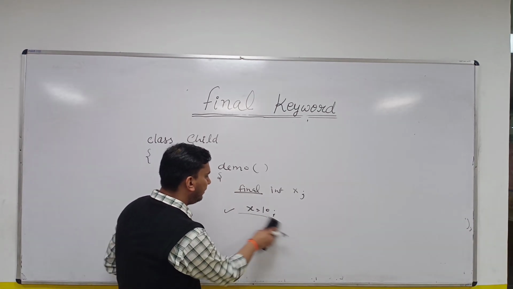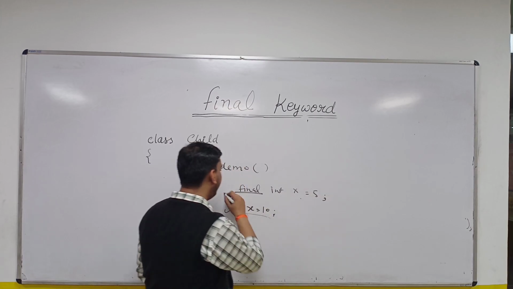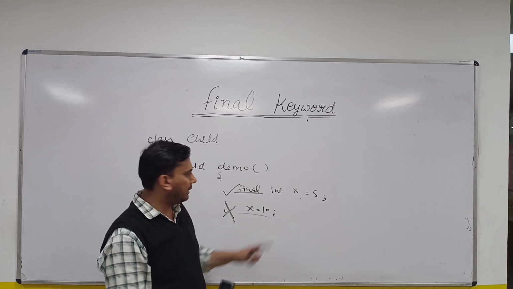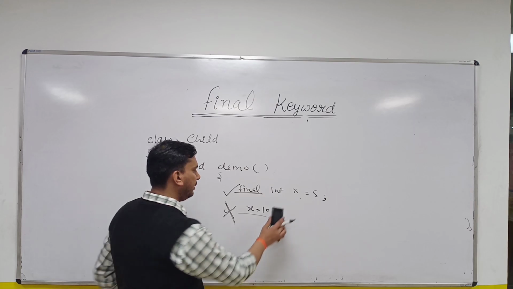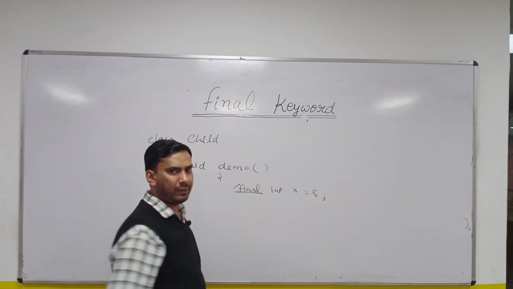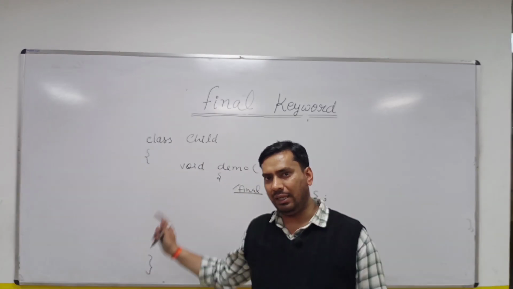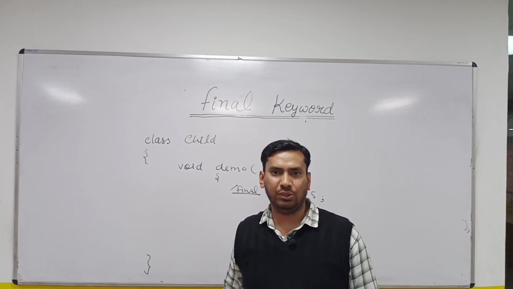I removed it. I write here, can I write like this? x is equal to 5. This line is okay, but now this line is an error, because x has already been assigned 5, you cannot reassign it. So this is wrong, right? So this is your final keyword. I hope you understood. The important point is initialization of the final members of your class.